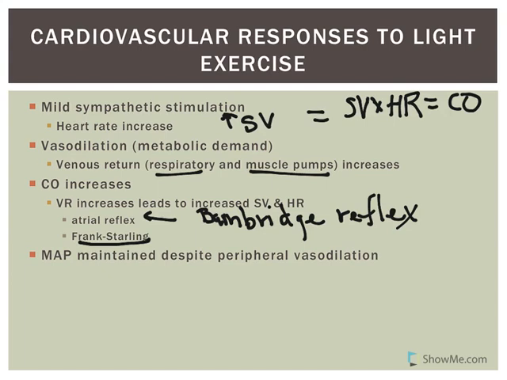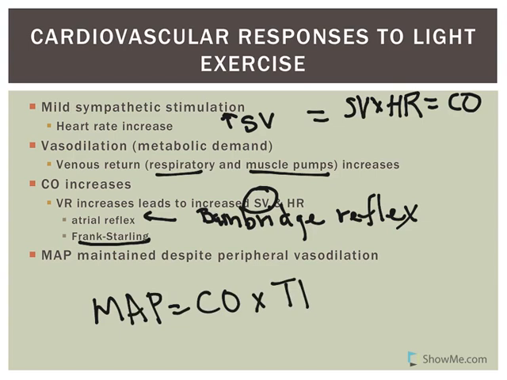Now, you also have the Frank-Starling mechanism. With the Frank-Starling mechanism, that increase in volume being returned to the heart results in an increased cardiac contractility, which increases stroke volume. Therefore, cardiac output would go up. Now, the cardiac output is increasing, and so I'm going to do this. Mean arterial pressure is cardiac output times total peripheral resistance. Now, despite the fact you have peripheral vasodilation, which would drop resistance, the increase in cardiac output helps to counteract that.